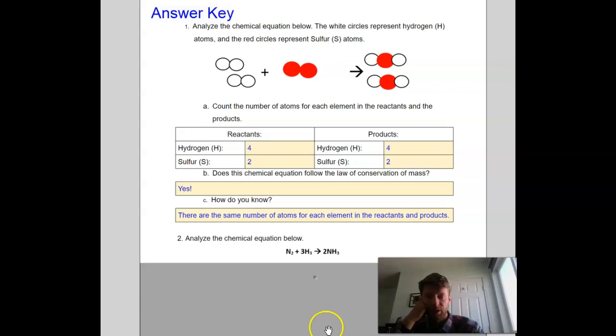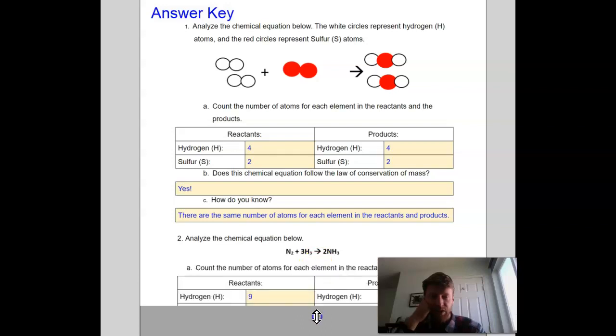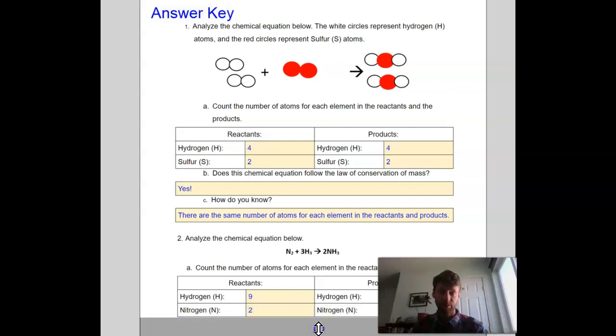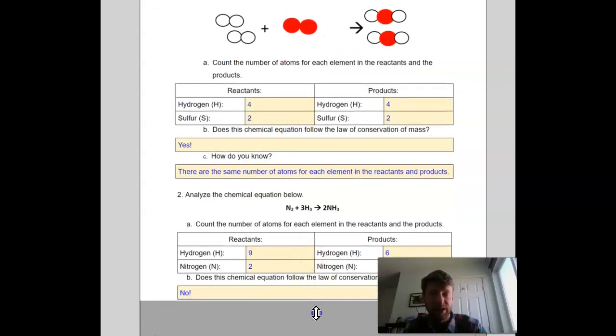Now analyze this chemical equation below. N2 plus 3H3 changes into 2NH3. So here we started with 9 hydrogen and we ended with 6 hydrogen. Already I know my answer. We have 2 nitrogen and 2 nitrogen. So the nitrogen are the same, but the hydrogen are different. Therefore, this also does not follow the law of conservation of mass.